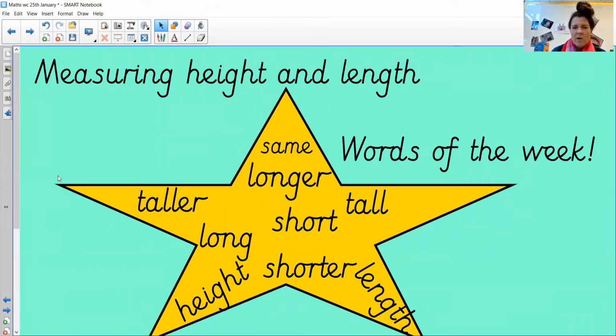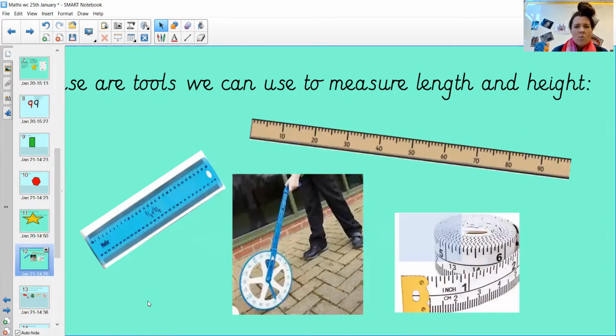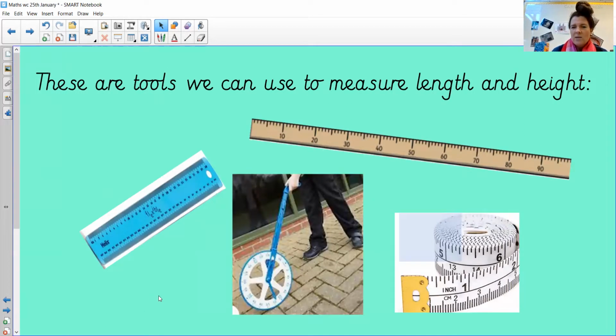Okay, so just a reminder of those lovely words of the week that we're using when we're talking about measuring this week. So today, what are we going to do? We're going to have a think about tools that we use to measure. So I found some pictures of things that we use to measure. So we've got a ruler, and I couldn't find a very decent picture of a meter stick, but I've got one here. So this would be really, really long. It'd be 100 centimeters long, so a meter stick.